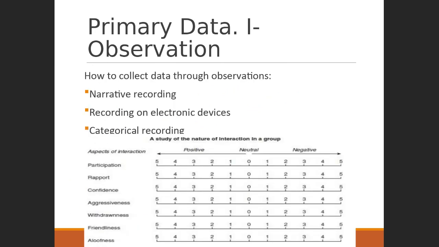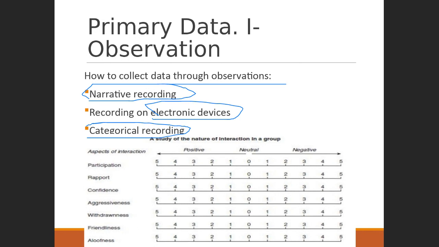Okay. So when we talk about observation, how we can collect data through observations, we have three main methods of collecting data through observations. We can collect data through narrative recording, we can collect data through electronic devices, or we can collect data through categorical recording. So let us discuss them one by one.